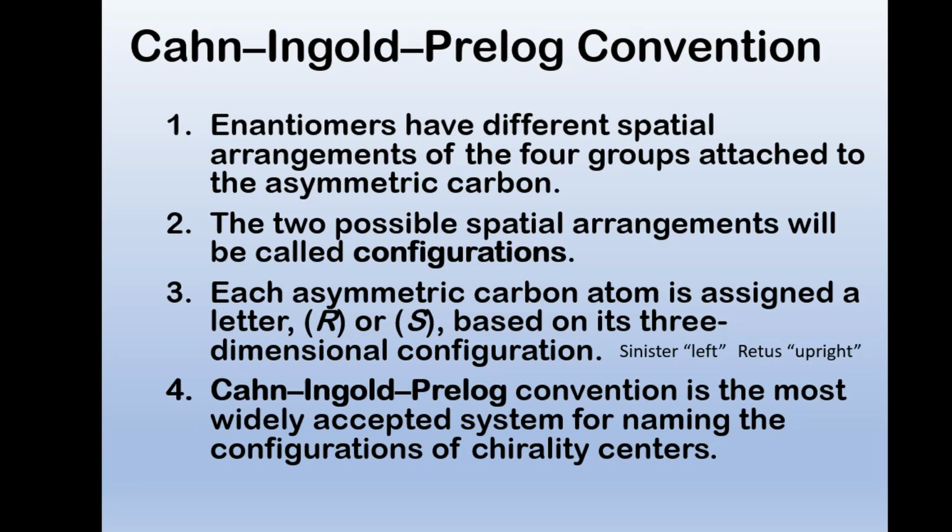Enantiomers have different spatial arrangements of the 4 groups attached to the asymmetric carbon. The 2 possible spatial arrangements will be called configurations. Each asymmetric carbon in the molecule is assigned a letter R or S based on its 3-dimensional configuration. S is for left, which comes from the word sinister, and R for right, that kind of makes sense to us, meaning upright. Cahn-Ingold-Prelog convention is the most widely accepted system for naming the configurations of chirality centers.